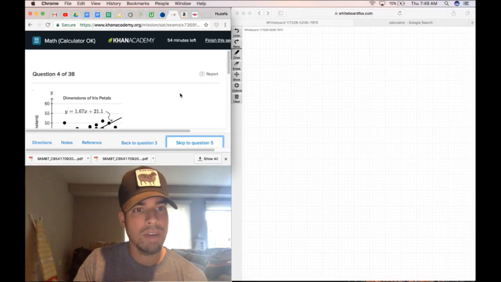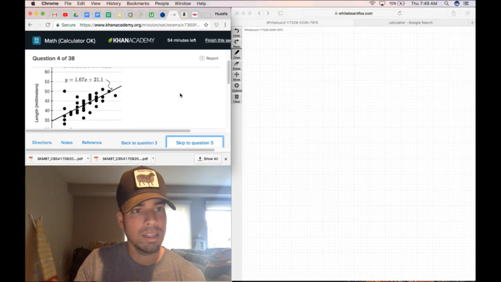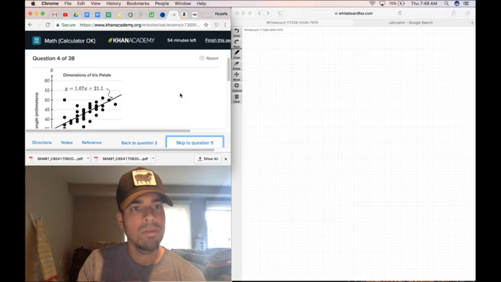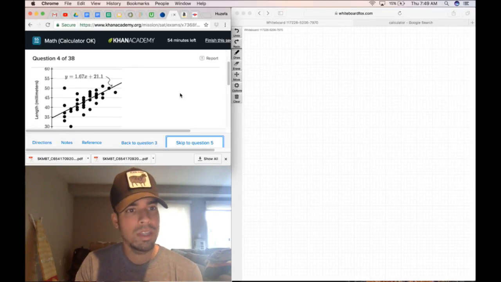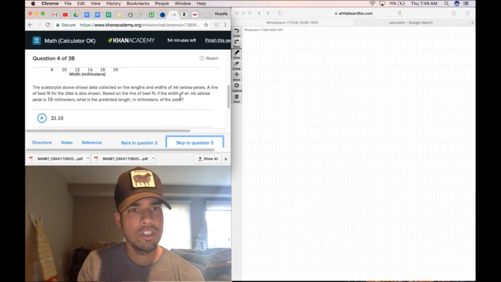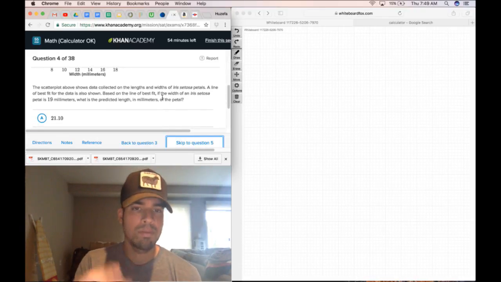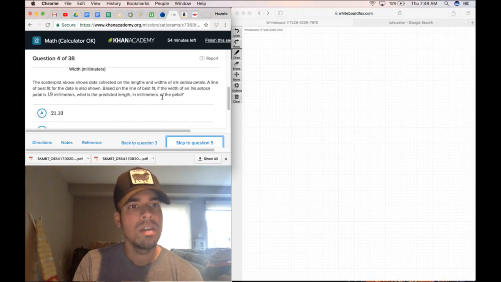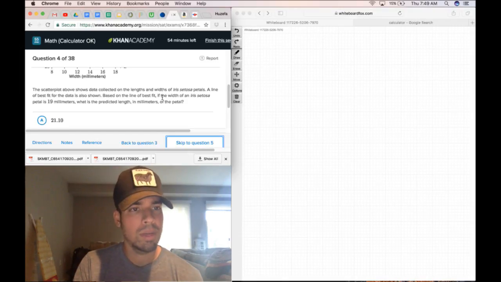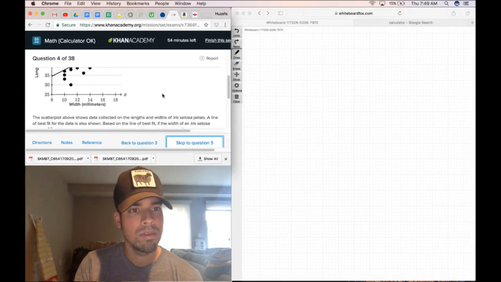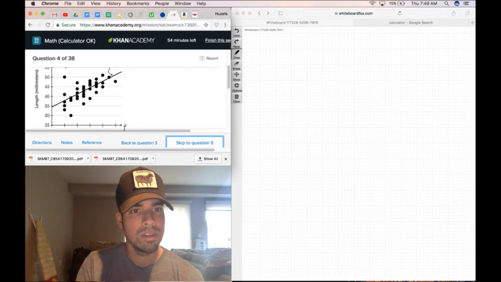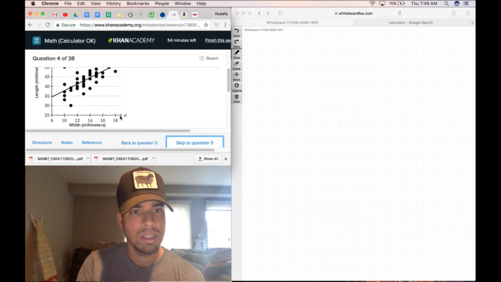Next, dimensions of iris petals and length. So the width in millimeters and the length in millimeters, and what's the relationship? The scatter plot shows data collected on the lengths and widths for the petals of this flower. A line of best fit for the data is also shown. Based on the line of best fit, if the width of an iris setosa petal is 19 millimeters, it says based on the line of best fit, if the width is 19, somewhere here, I think it would be here.